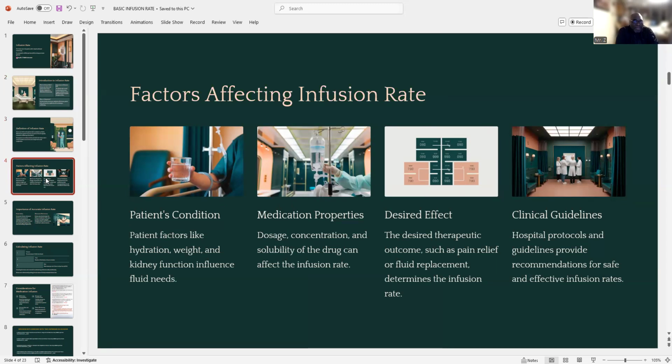So there are many factors that can impact infusion rate. It can be the patient's condition. It can be how the medication is set up. What are we trying to accomplish? What are the clinical guidelines? What your hospital wants you to do anytime you administer a medication. You have certain medications that you have to administer within 30 minutes. Some of them you have to give within 10 hours. So if you have to give it within 10 hours and you run that medication for 5 hours, it's not going to accomplish the therapeutic effect.